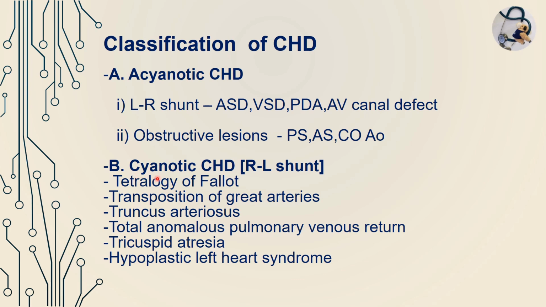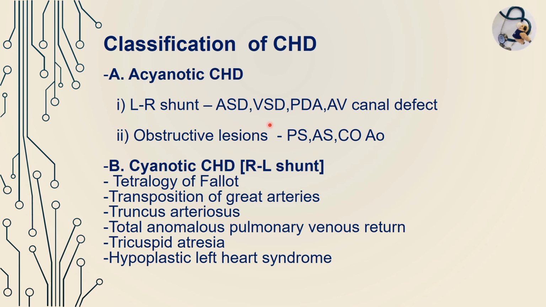And another broad category is congenital cyanotic heart disease. Here there is a right to left shunt, deoxygenated blood is getting mixed with the oxygenated blood, so the child is turning blue in all these conditions. You can remember this by the mnemonic 5 T's: tetralogy of Fallot, transposition of great arteries, truncus arteriosus, total anomalous pulmonary venous return, tricuspid atresia and hypoplastic left heart syndrome.